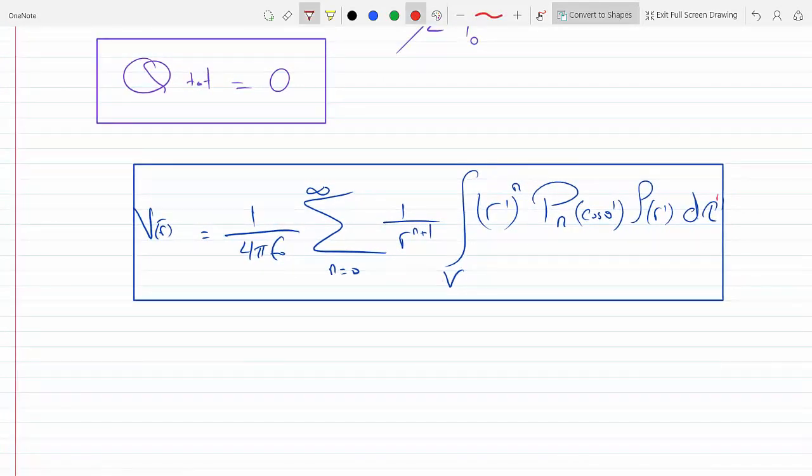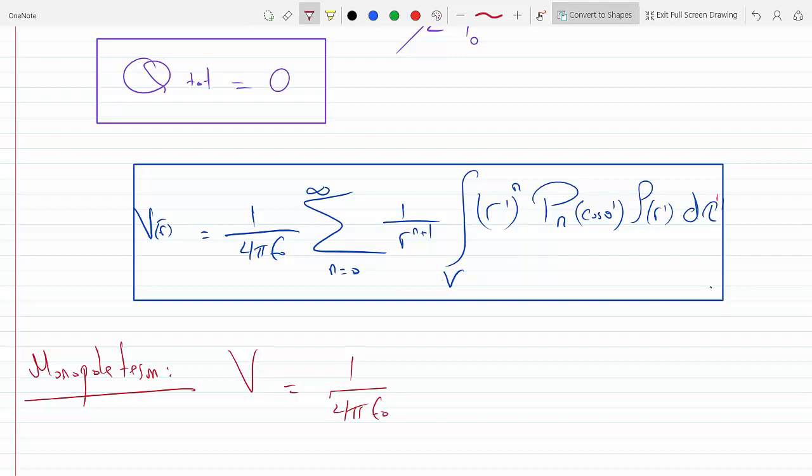If I start with this, the first one, if n is 0, I get the monopole term. Let's see what that gets us. What do you expect? I expect it to go to 0 because Q total is 0 and the monopole term is directly proportional to the total charge. So this is 1 over 4 pi epsilon. When n is 0, you get 1 over r.